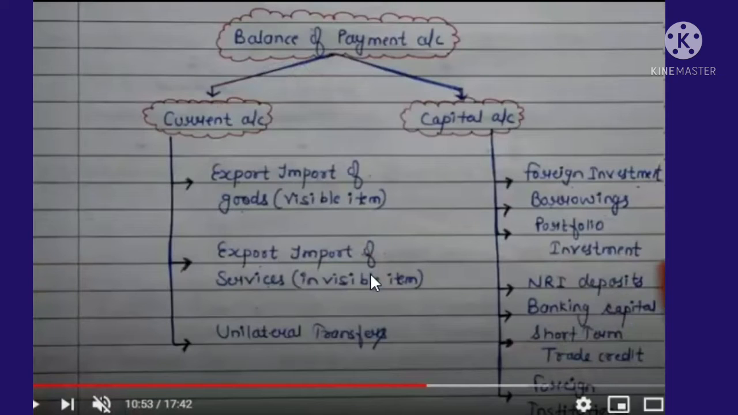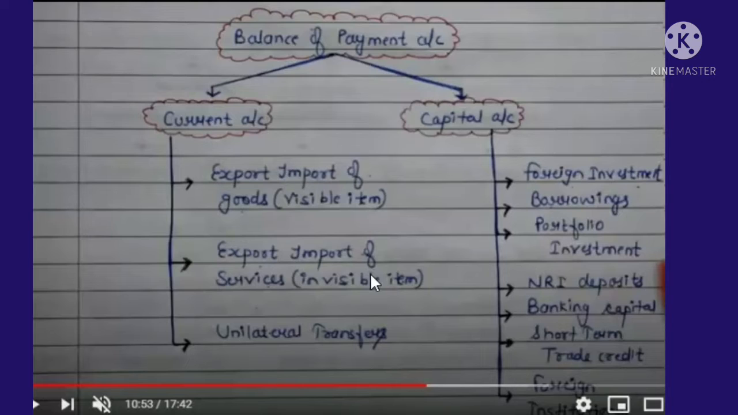So just see the components under current account and capital account. Under current account, as we had seen, it is export and import of goods, like visible items, then export and import of services, like invisible items, then unilateral transfers. These have been explained in detail in your textbook. Please read it and understand. Next, we are studying the capital account.